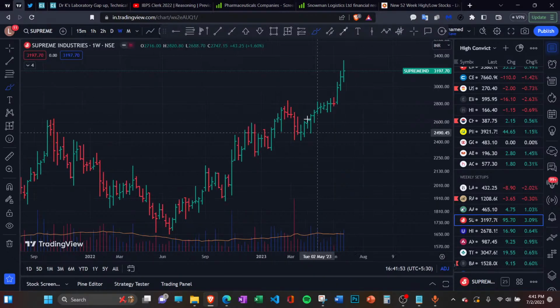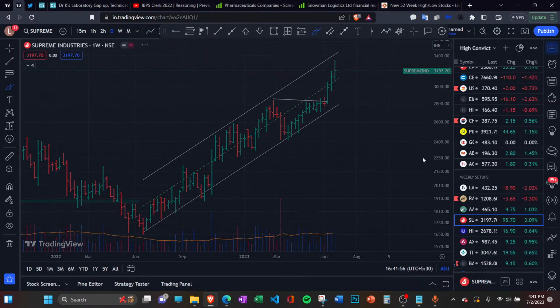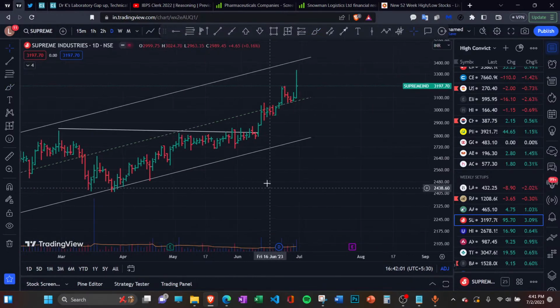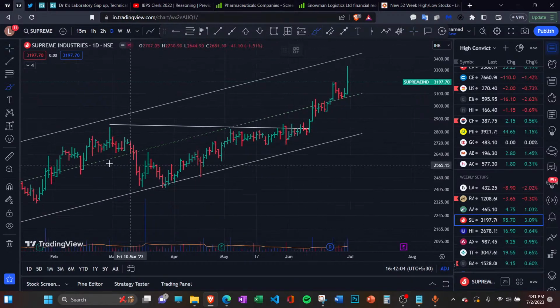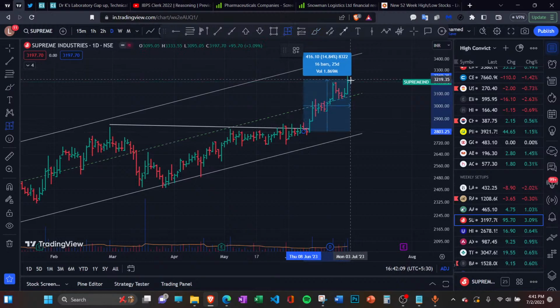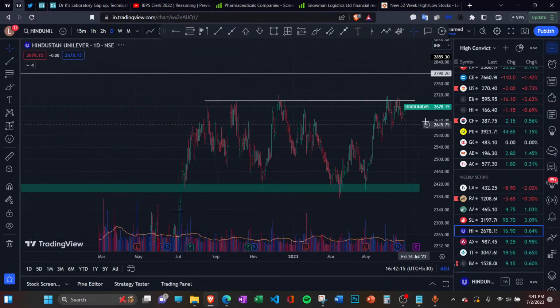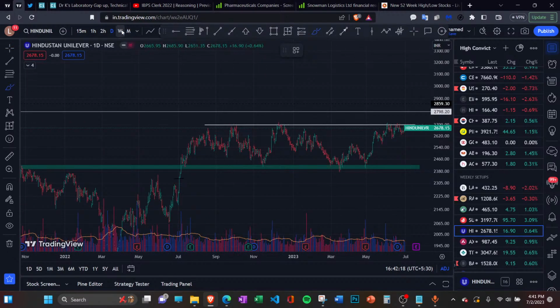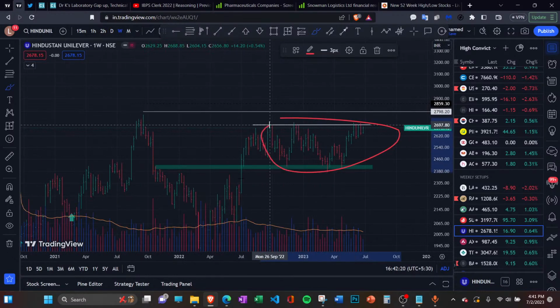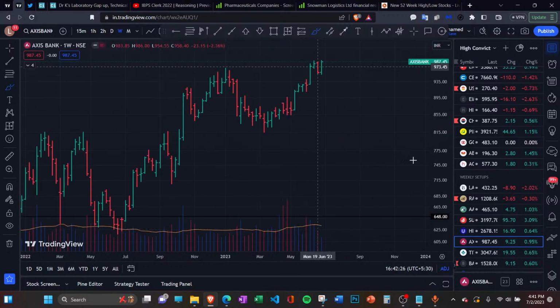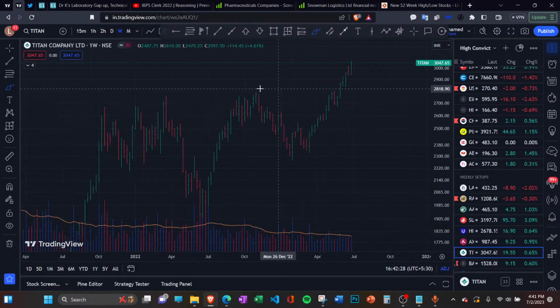Okay, again this is another example, Supreme Industries. You can clearly see it formed a nice cup and handle, within a channel, near the bottom of the channel. From that point onward it has moved 18-20%. If you look at Hindustan Unilever on the weekly scale, a big consolidation is happening here, nearing the breakout level. Then we look at Axis Bank, it's near the all-time high level. Titan, again, was at the previous all-time high level of 2768.